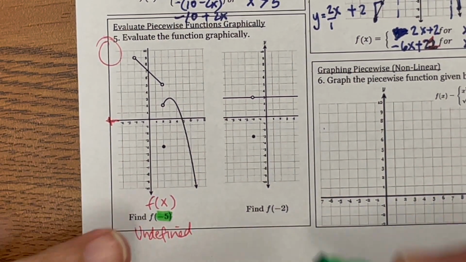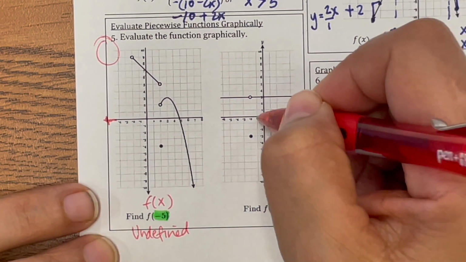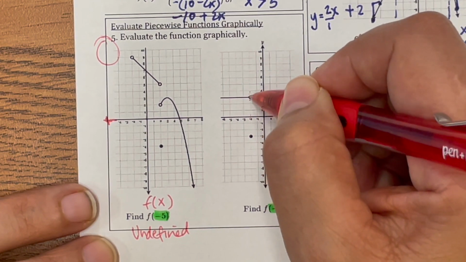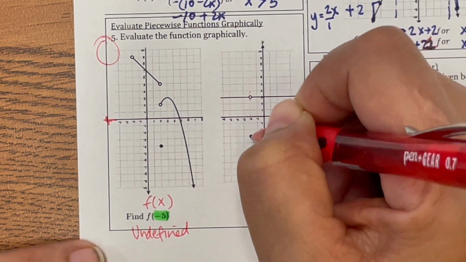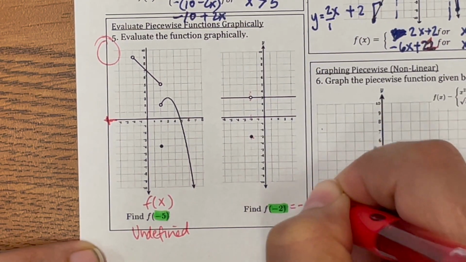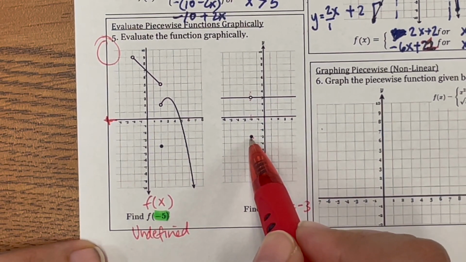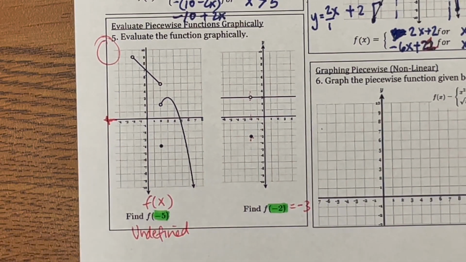All right, let's find another one. Find when x is equal to -2. So -1, -2, when x is equal to -2, oh, that's a hole, so that's nothing there. That's also undefined. But over here, I have a dot, which means that is equal to -3. So when x is equal to -2, y is equal to -3 because that's a dot. So remember, a hole is also undefined, does not exist.